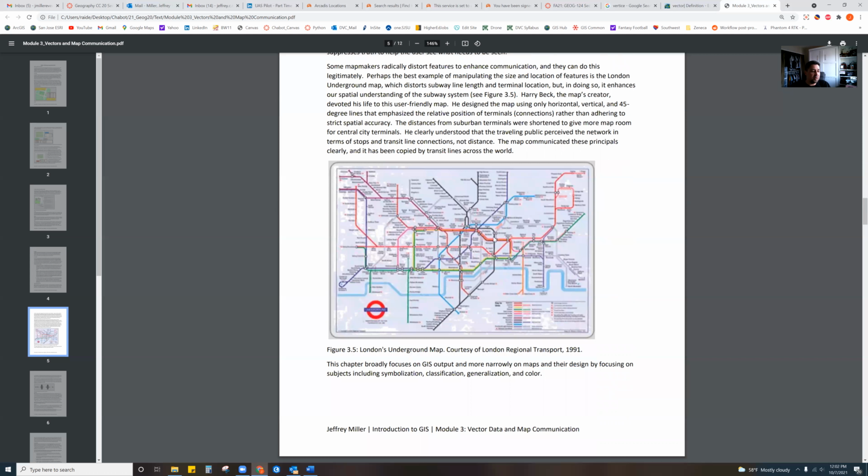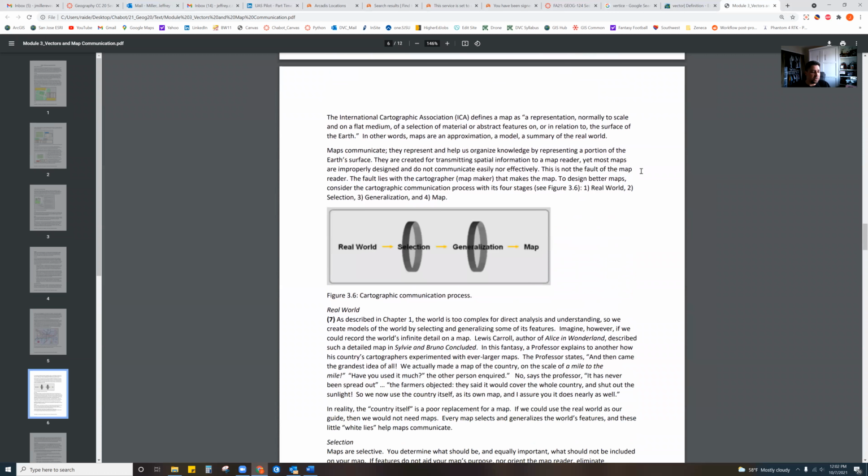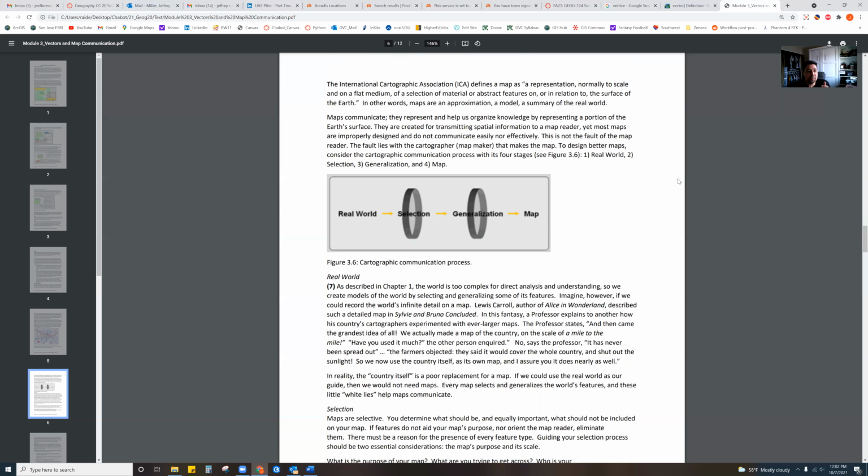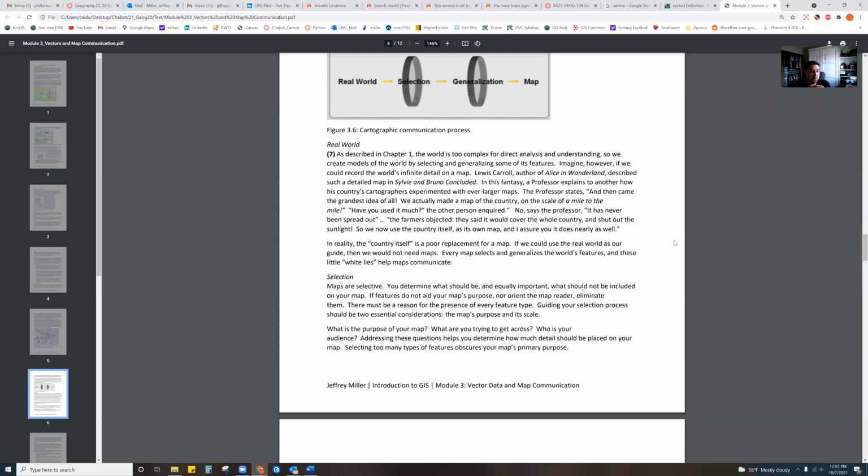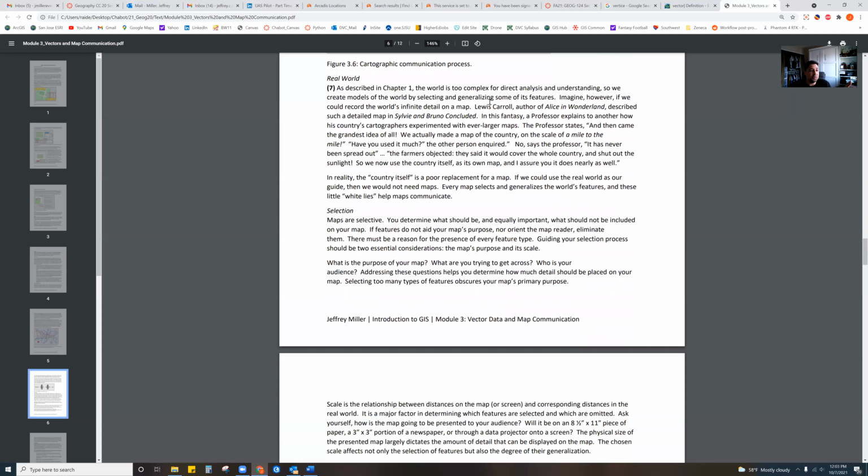So I'm going to scroll down here so I can try to explain this a little bit better. The cartographic communication process. By the way, cartography is, by definition, the science of making maps, right? So a cartographer is a map maker. Anyways, think about the real world, which is what I was just talking about. You've got the real world and you're trying to say, how do we represent this place? What is the place that we're trying to represent? Well, that would become the selection. So this is the initial, the real world.